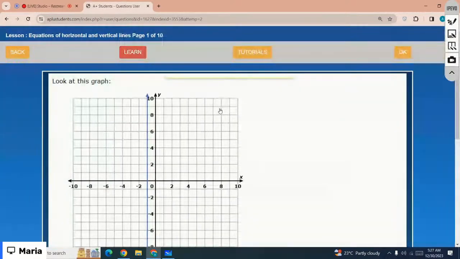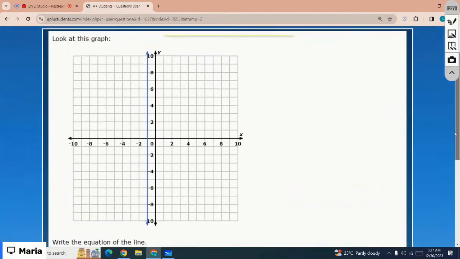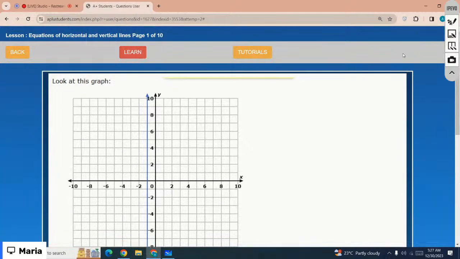Okay, look at this graph. You are given the graph. The question is, write the equation of the line. Here is the line, right? And the line passes through x equals -1, right? So the equation for this line is x equals -1. The second one is the correct option. Got it?